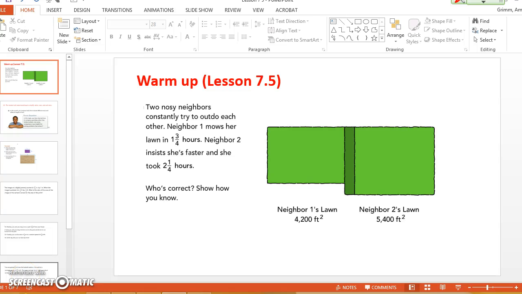Based on what Eric said, we need to take 4,200 and divide that by 1 3/4 hours to figure out how much she can mow per hour. Okay, so if I take this, I have 4,200 divided by, let's see, what would that be? 7 fourths. And so I would flip that and multiply by 4/7. Okay, this is really not that hard because 7 goes into 4,200 how many times?